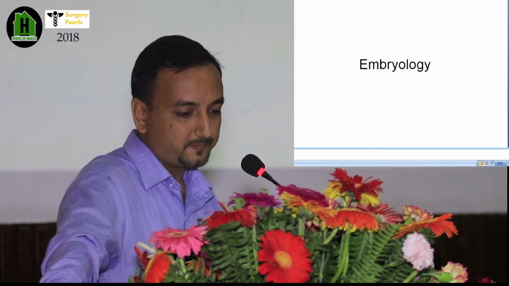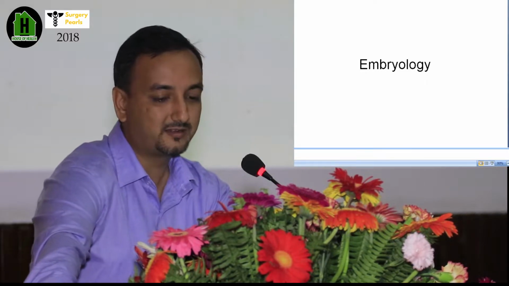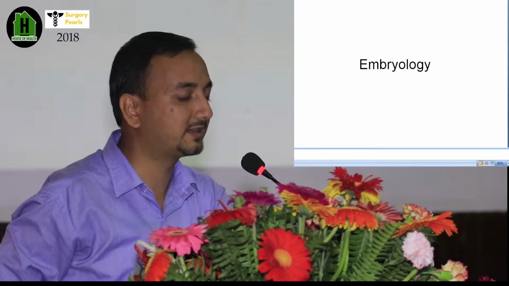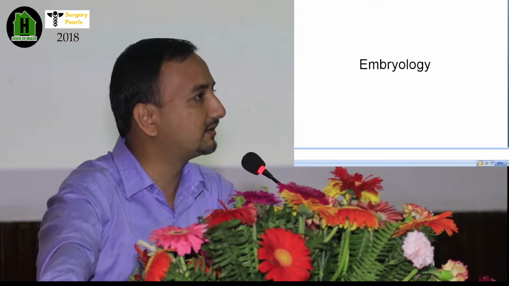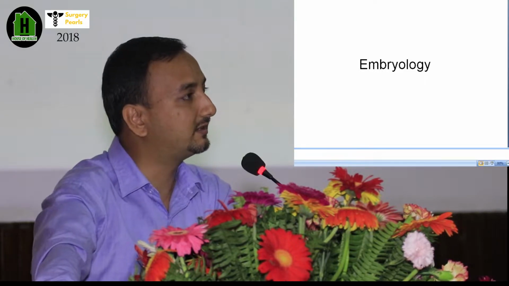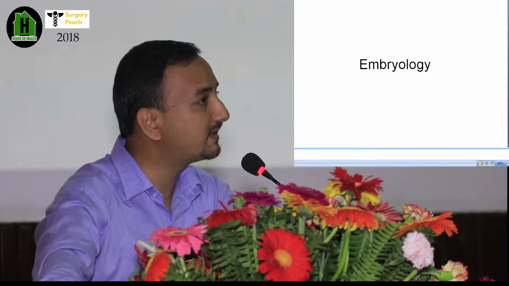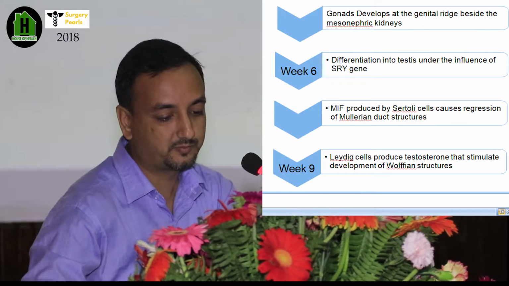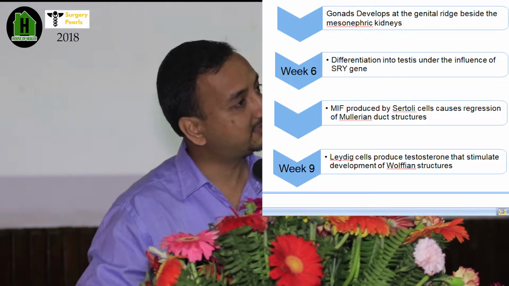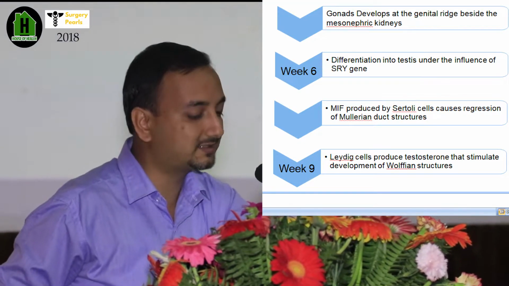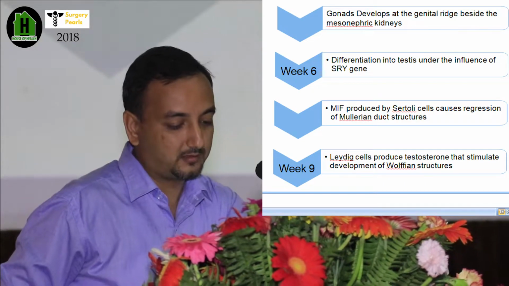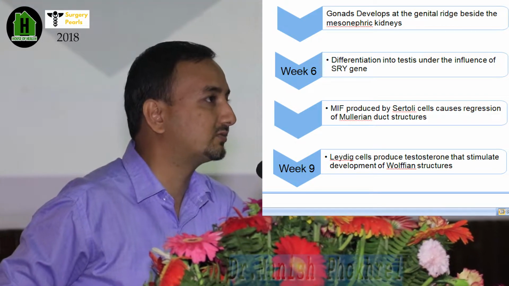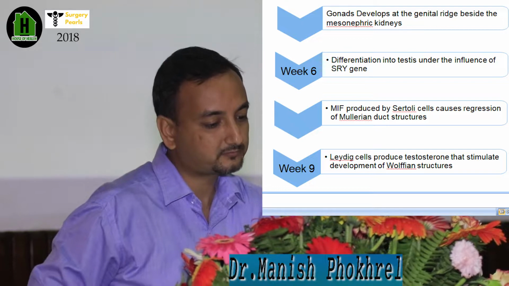Talking about the embryology, you all know that the gonads develop at the genital ridge besides the mesonephric kidneys. They both develop together and then one ascends and the other descends. By 6 weeks, the undifferentiated gonad differentiates into the testis under the influence of the SRY gene. And the Mullerian inhibiting factor produced by the Sertoli cells causes regression of the Mullerian duct structures. By week 9, the Leydig cells start to produce testosterone that stimulates the development of the Wolffian structures, which are the predominantly male structures.